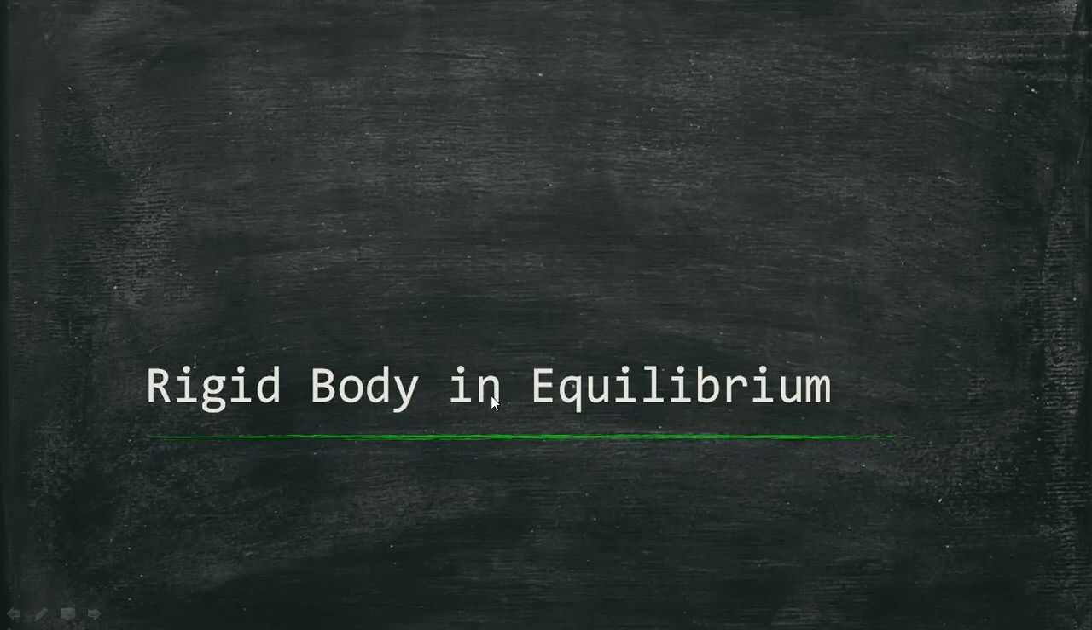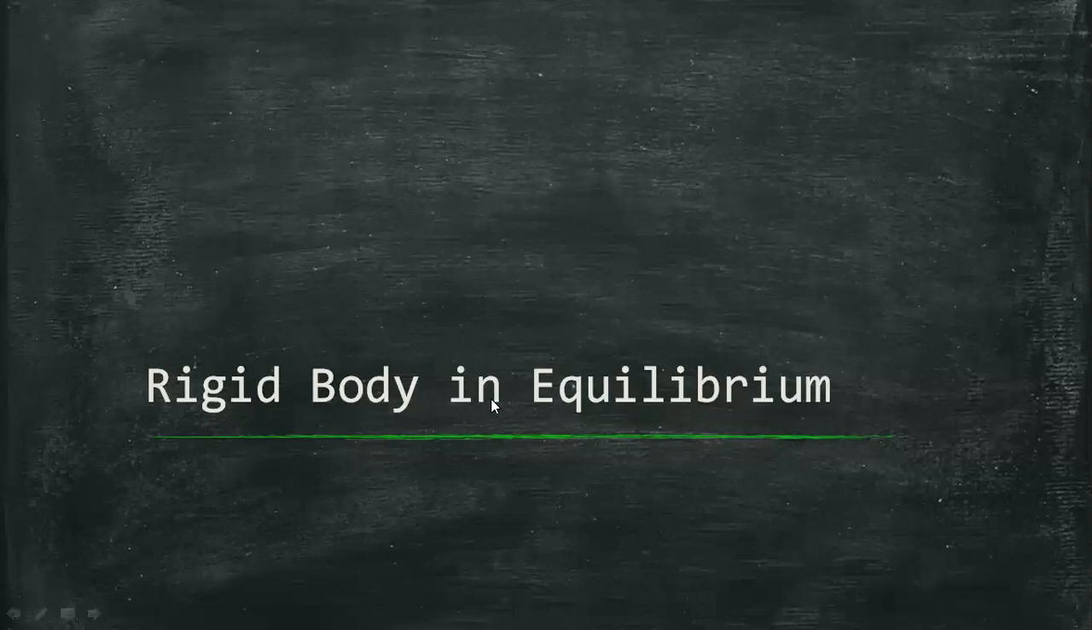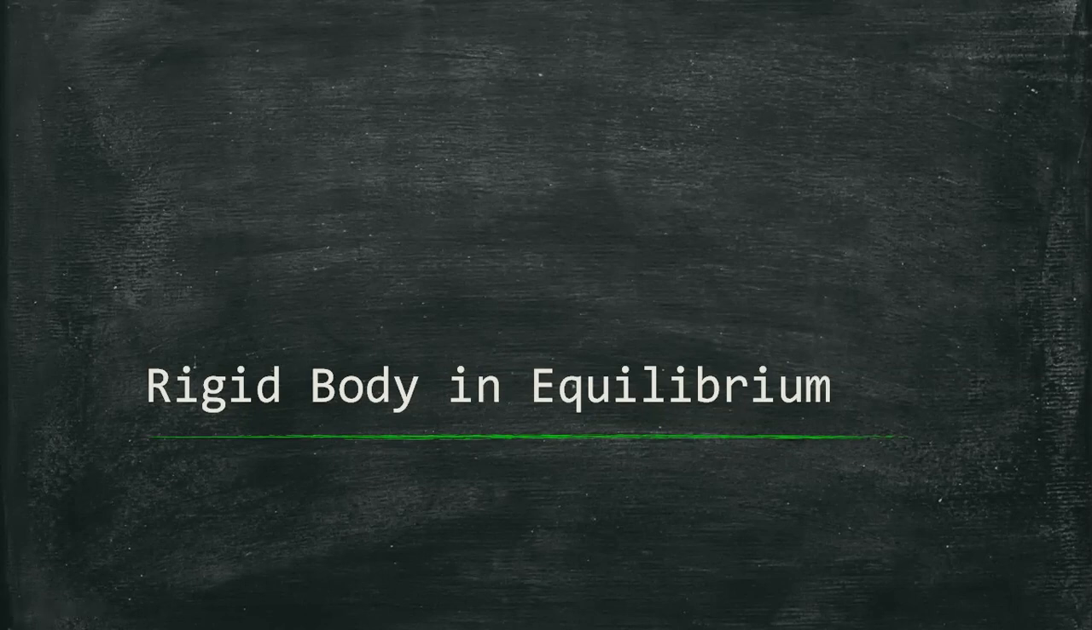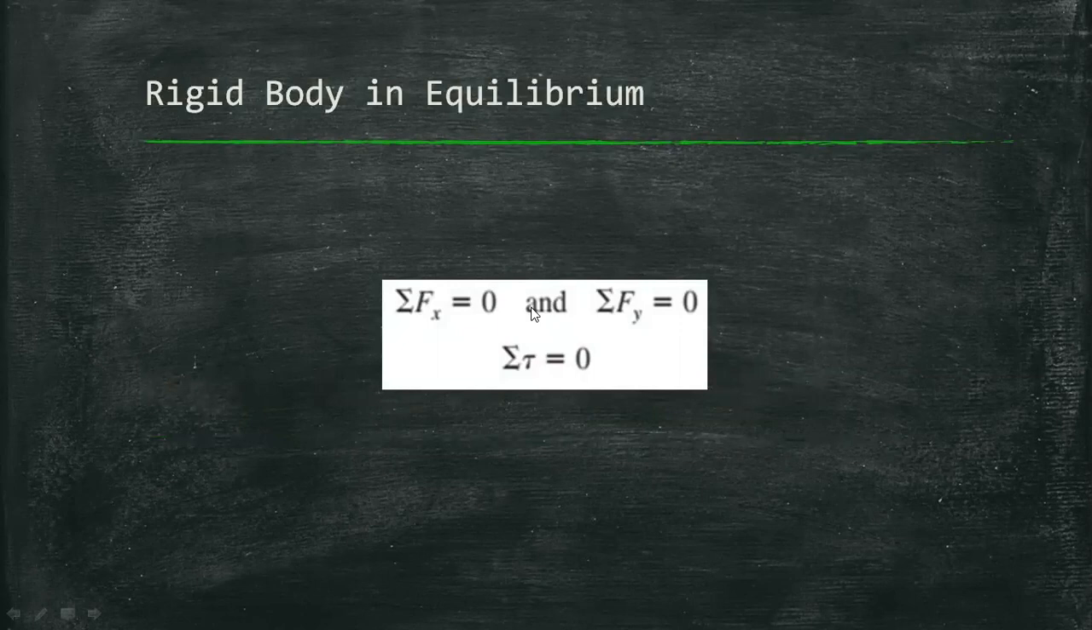In addition to linear motion, we must also consider rotational motion, which also does not change under the equilibrium condition. This means that the net external torque acting on the object must be zero, because torque is what causes rotational motion to change. So for an object in equilibrium, the x component of the forces, the y component of the forces, and the torque must all equal zero. We will use tau to represent torque.